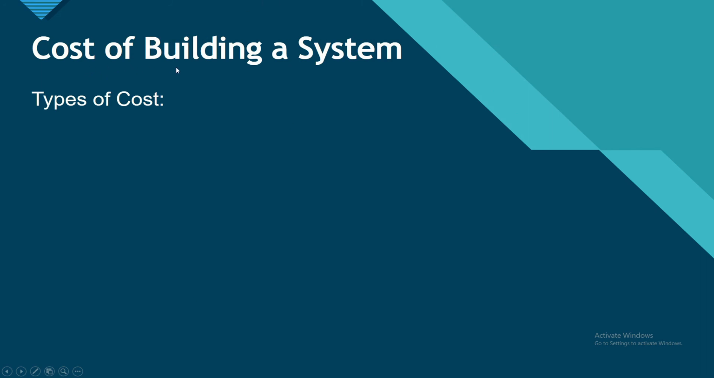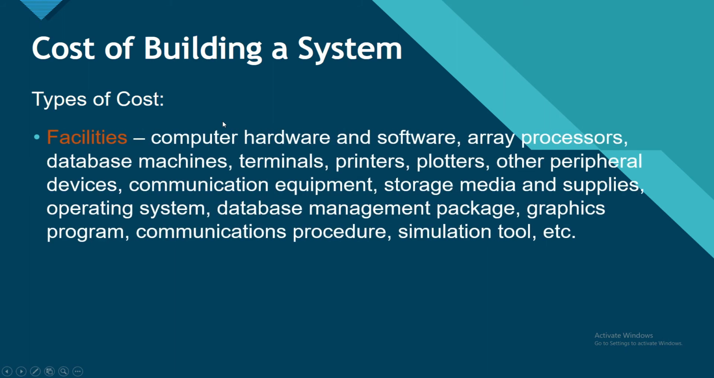So, cost of building a system. These are the types of cost. First is facilities: computer hardware and software, arrays, processors, database machine, terminals, printers, plotters, other peripheral devices, communication equipment, storage media and supplies, operating system, database, management package, graphic program, communication procedures, simulation tool, etc.